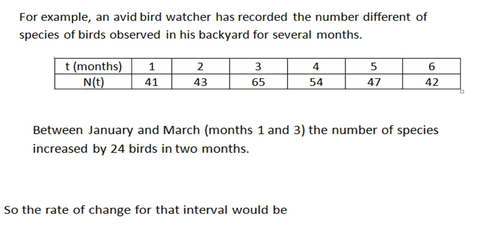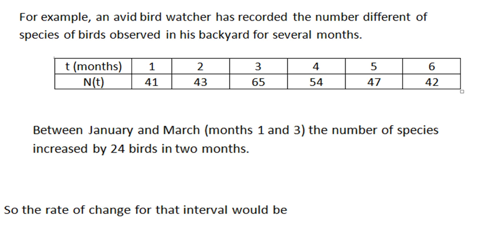For example, an avid bird watcher has recorded the number of different species of birds observed in his backyard for several months. So they've got the months and the number of birds. Month 1 would be January, 41 species. Month 2, February, would be 43 species. March is month 3, 65 species, etc.